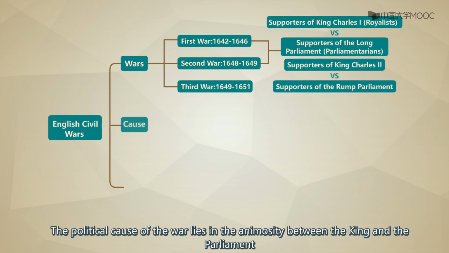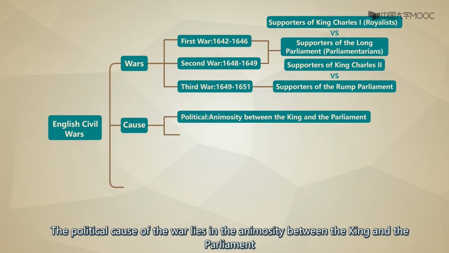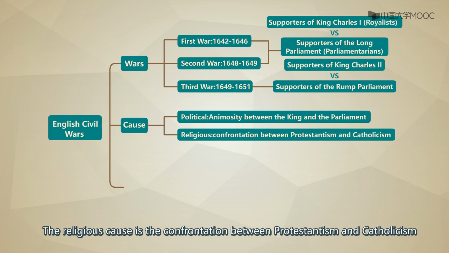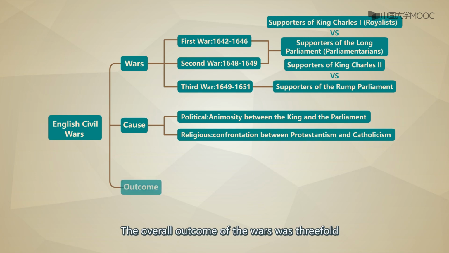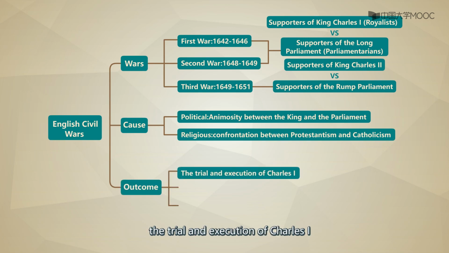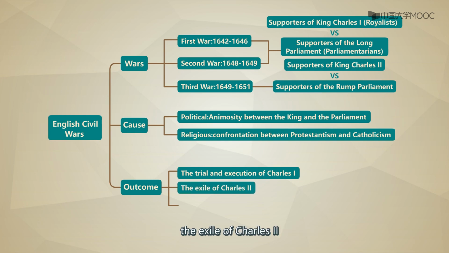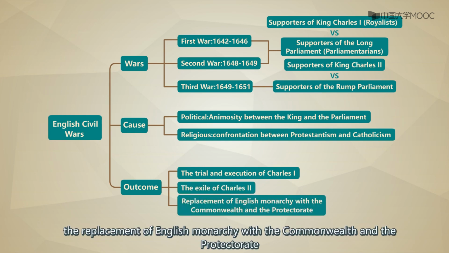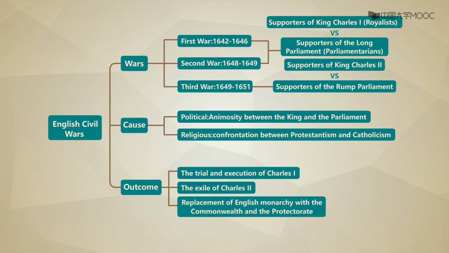The political cause of the war lies in the animosity between the king and the Parliament. The religious cause is the confrontation between Protestantism and Catholicism. The overall outcomes of the wars were threefold: the trial and execution of Charles I, the exile of Charles II, and the replacement of English monarchy with the Commonwealth and the Protectorate.